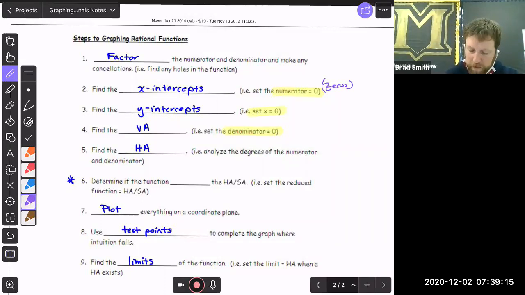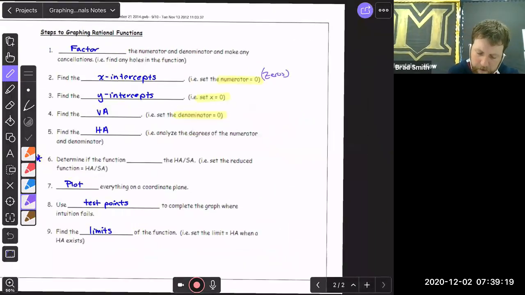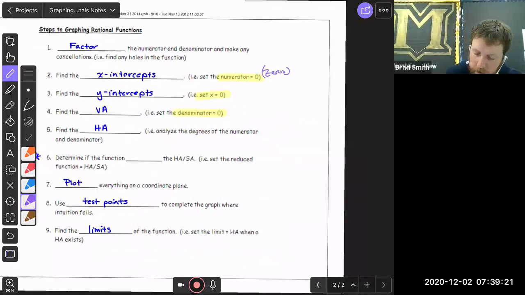Find the vertical asymptote. So you set the denominator equal to 0 and solve. Find the horizontal asymptote. Remember, this is your 3 cases. So case 1, they're the same. So you look at your leading coefficients. Case 2, it's top heavy.